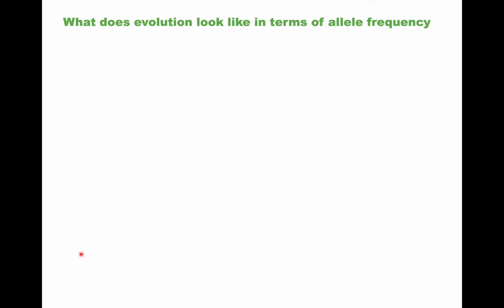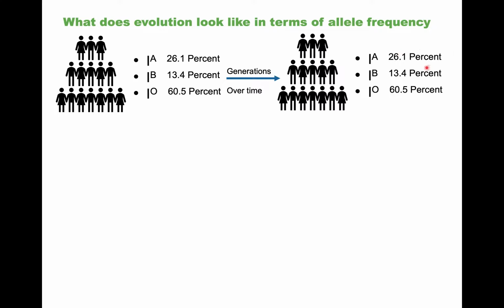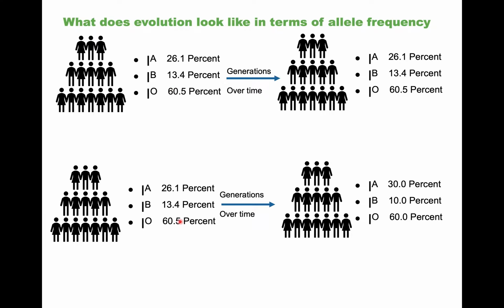So what would evolution look like in terms of allele frequency? Let's say we have this initial population and you have these percentages for different alleles. You look at this population for generations over time and you see that the percentage of alleles hasn't changed. Another situation is that you start with the same population with these percentages, but if you look at generations over time, you see that the percentage of these alleles has changed.